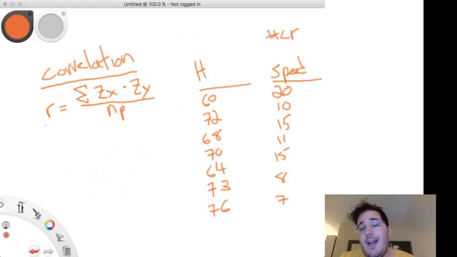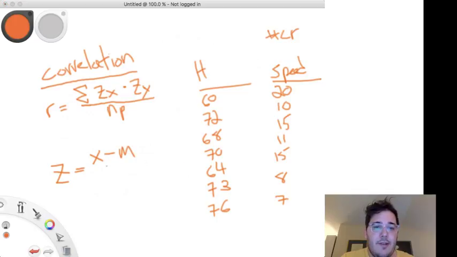Now this will be given to you on the test. You don't have to actually make the z-scores yourself, but remember that a z-score is x, which is the actual observation, minus the mean of that group divided by that group's standard deviation. So what does that mean? That means you're taking your raw score and converting it into a distance away from the mean in units of standard deviation. If you have a z equal to 1, then that raw score is 1 standard deviation away from your mean.